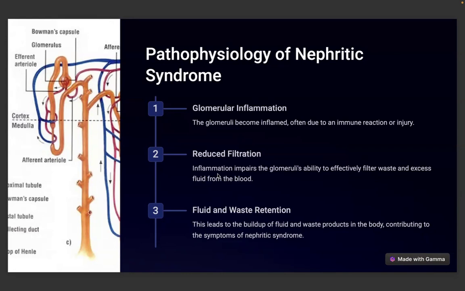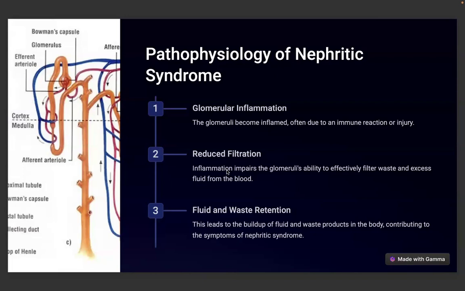So, the clinical picture of the nephritic syndrome is hematuria and limited proteinuria. Well, actually, there will be proteins in the urine, but in a very limited amount, like less than 3.5 grams. Also, there will be RBC casts and dysmorphic RBCs in the urine.